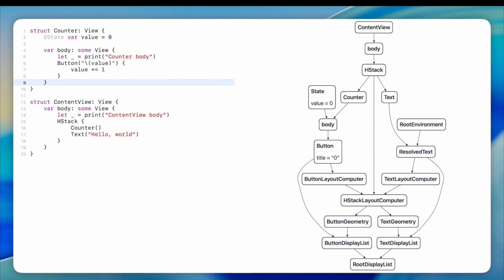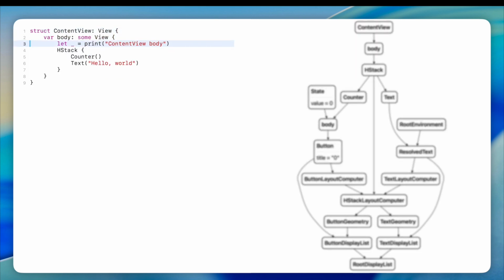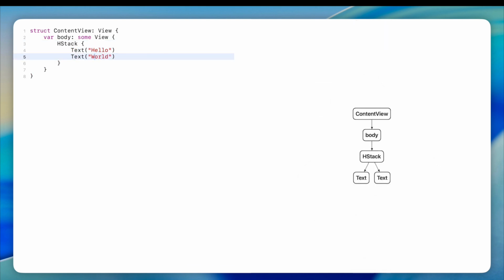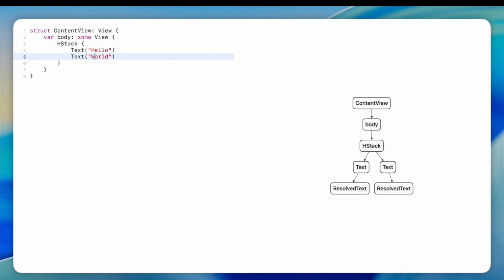So how does that work with modifying the environment? And let's actually remove our counter node here and simplify our HTag to have just two texts. And let's update the graph for this. So the HTag now has two text nodes. They both have a resolved text and they both depend on the root environment.